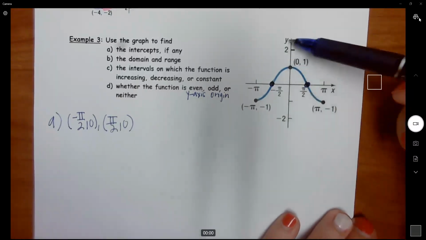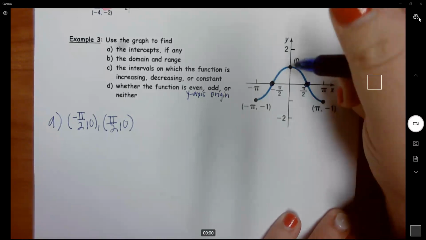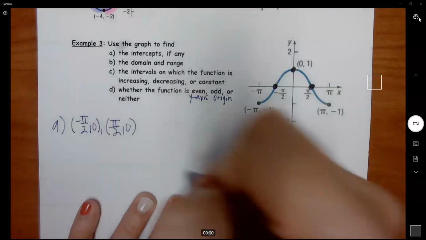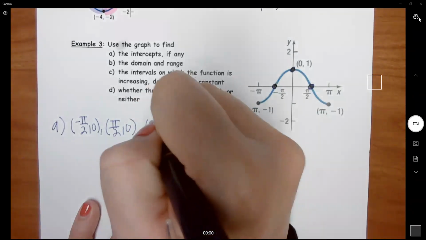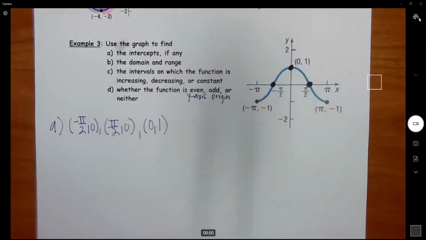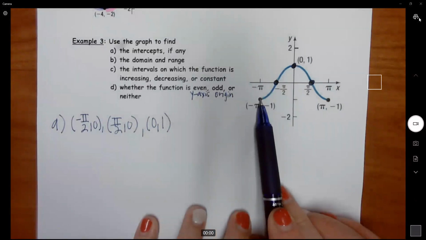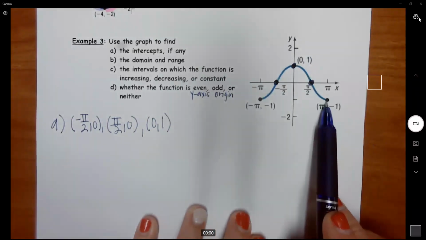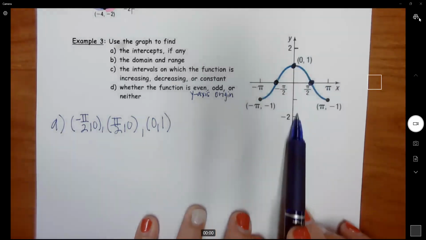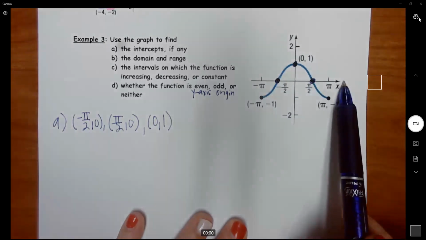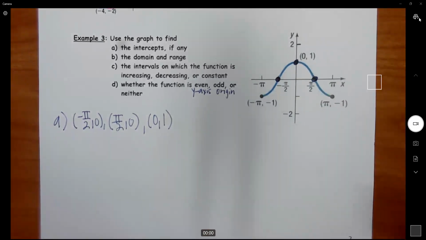Is it crossing our y-axis? Yes, it's crossing right here at 0, 1. Again, don't be tricked. We're given some points here, but this is not touching either of these axes. This point right here is not touching either of these axes. So intercepts are not just points listed. Where's it crossing the x-axis? Where's it crossing the y?